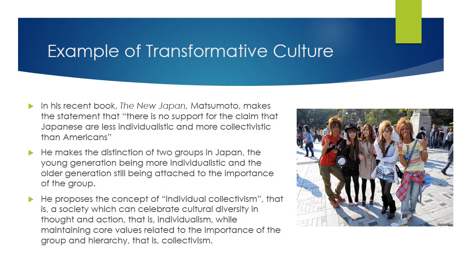What Matsumoto is saying is that today the younger generation that has grown up with the internet, with this multicultural perspective, with this diversity, have become more individualistic and have moved away from this traditional collectivistic perspective. He proposes the concept of individual collectivism, that is, a society which can celebrate cultural diversity in thought and action, that is, individualism, while maintaining core values related to the importance of the group and hierarchy, which is collectivism.